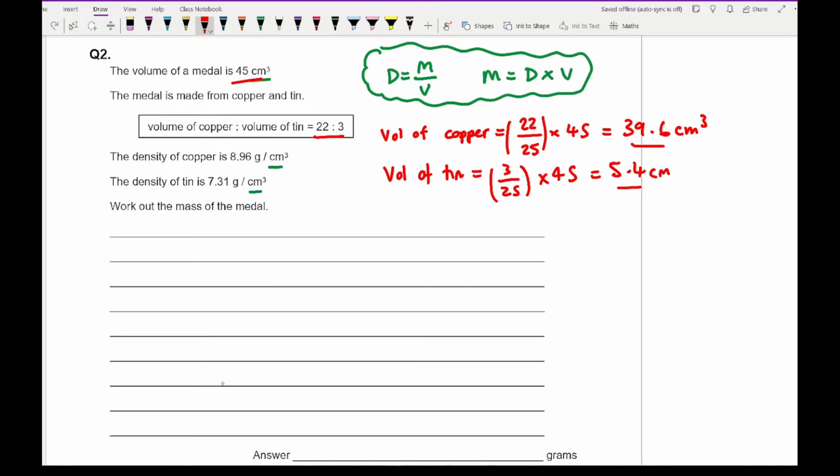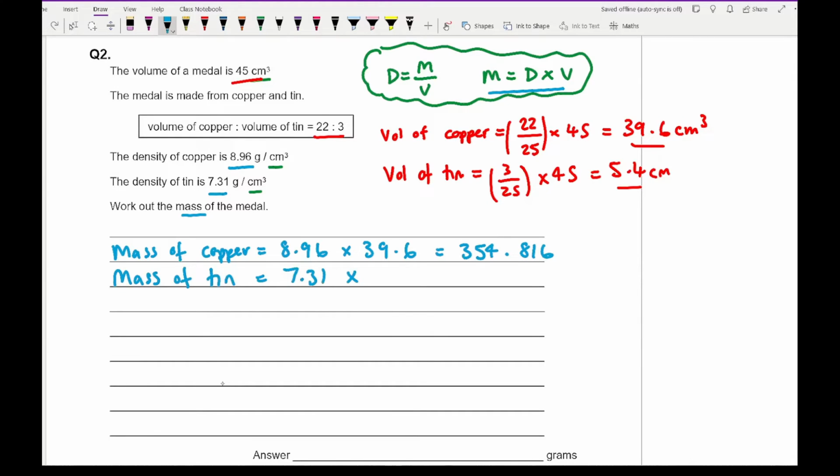So the next thing for me to do is work out what the mass of the medal is going to be, using the formulas and these numbers that I've been given. So here, the mass of the copper is going to be the density of the copper, which is 8.96, multiplied by the volume, which I worked out as being 39.6. I type that into my calculator and I get 354.816. I then do the same for the tin. So the mass of tin is going to be 7.31, which is the density, multiplied by the volume, which is 5.4, and that comes up to a total of 39.474.